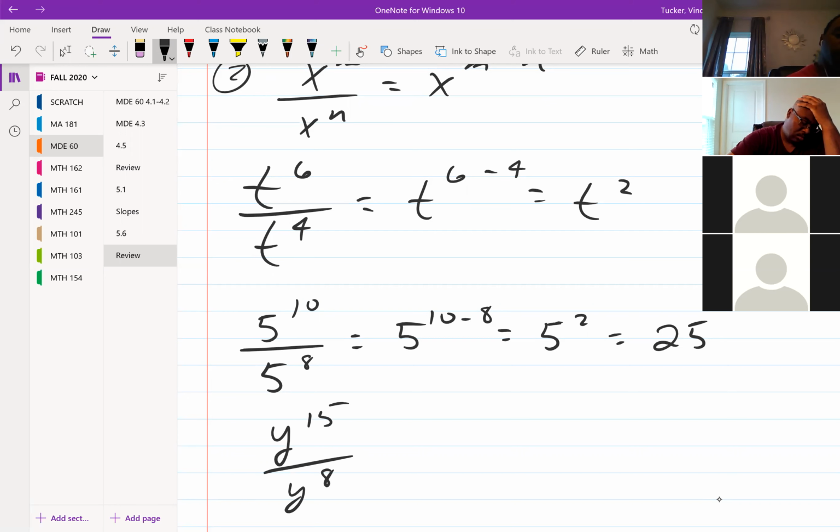One more. Same type of thought process. Y to the 15th over y to the 8th. Subtracting your exponents. And that's y to the 7th. All right. So those are your first two rules. We'll look at more rules next class.